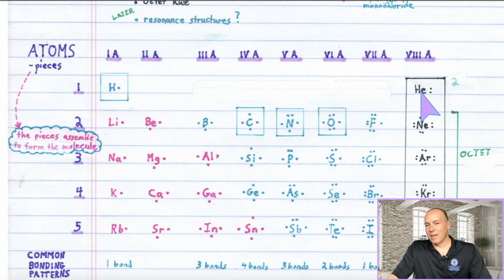Helium only has 2 electrons, but since it's a filled first valence shell, those 2 electrons are paired up, and so it's kind of like the noble gases, so it goes in the noble gas column even though it's in group 8A.